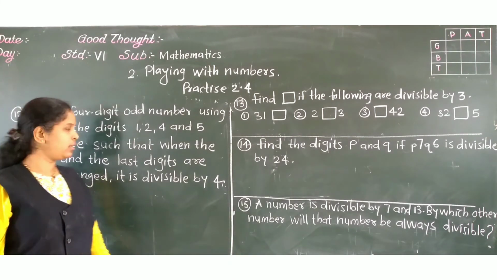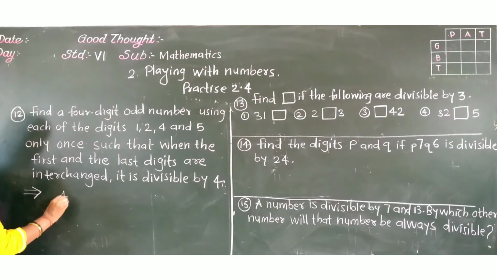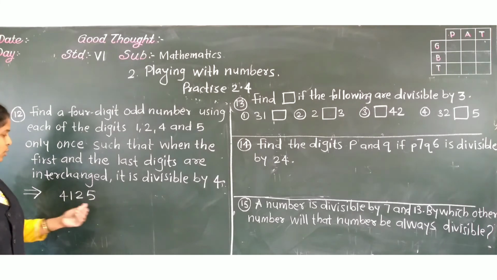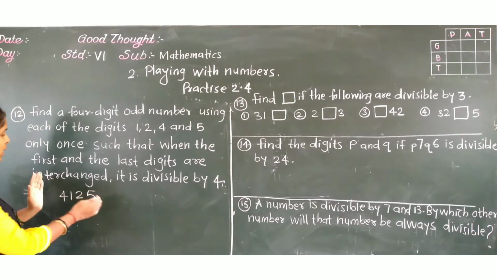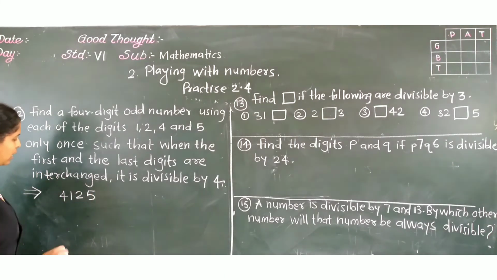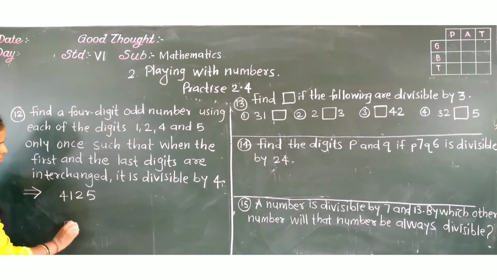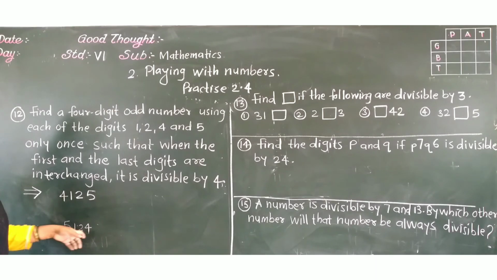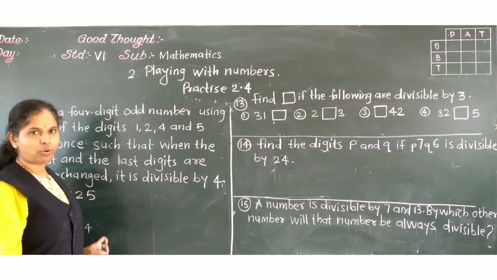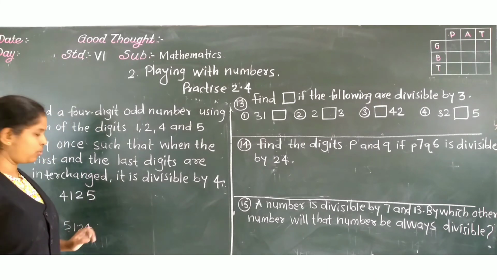So first one's here. I will take 4, 1, 2, 5. 5 is odd. Now this is an odd number. Okay. If I interchange the number, it will become 5, 1, 2, 4. And see, is it divisible by 4? 24 is divisible by 4. Last 2 digits make 24. So it is divisible by 4.